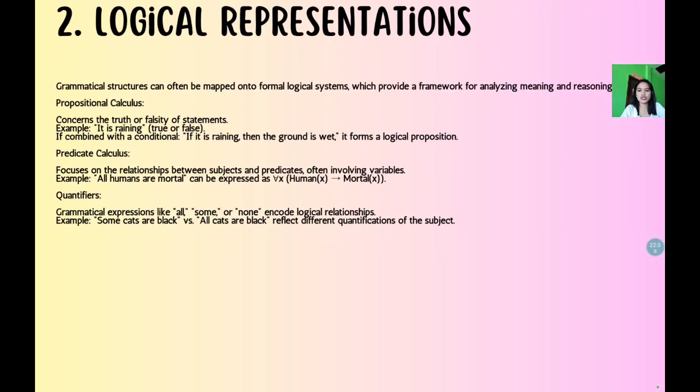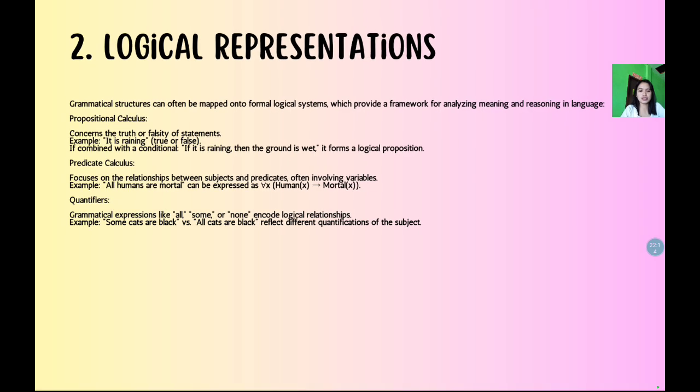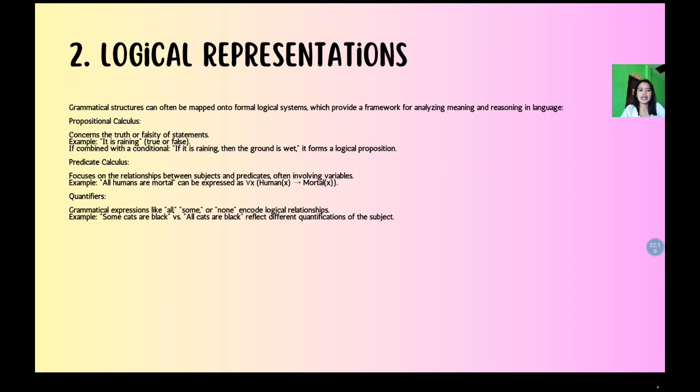So grammatical structures can often be mapped onto formal logical systems, which provide a framework for analyzing and reasoning in language. Propositional calculus concerns the truth or falsity of statements. So that's the definition of propositional calculus. Example, it is raining: true or false? If combined with a conditional, if it's raining, then the ground is wet, it forms a logical proposition.